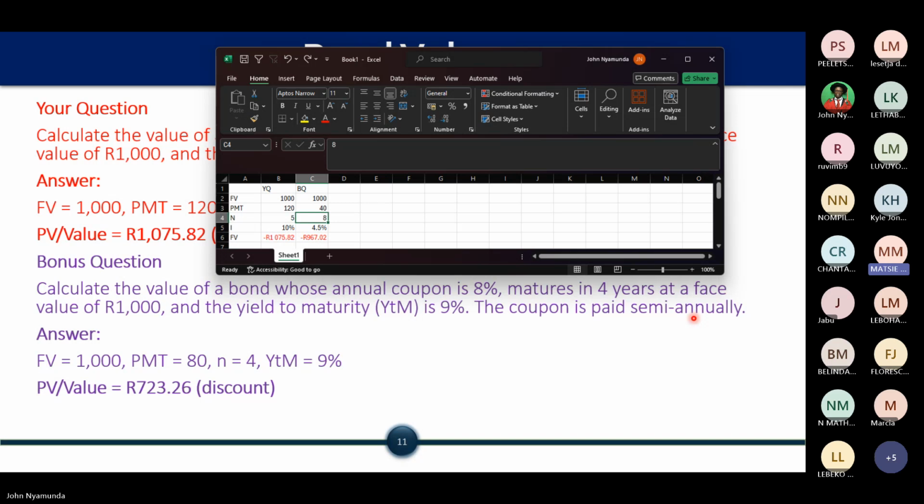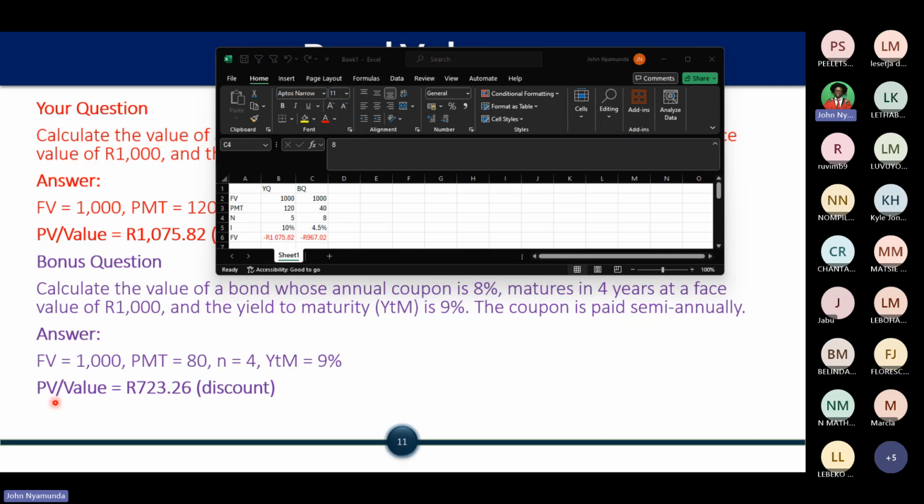I'm also not getting 723.26. Okay, are you getting the 9? 723.26 is the wrong answer. Okay, let me fix that. What is the correct answer? 967. What are you getting? I'm getting 1230.86. I put my I as 4.5 and it gives me that answer.